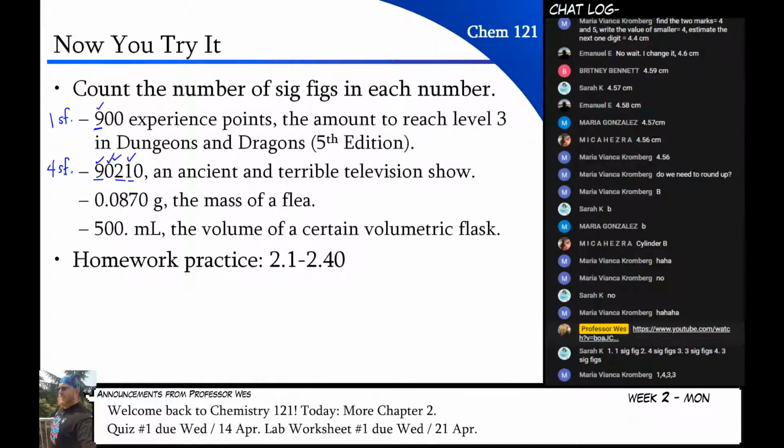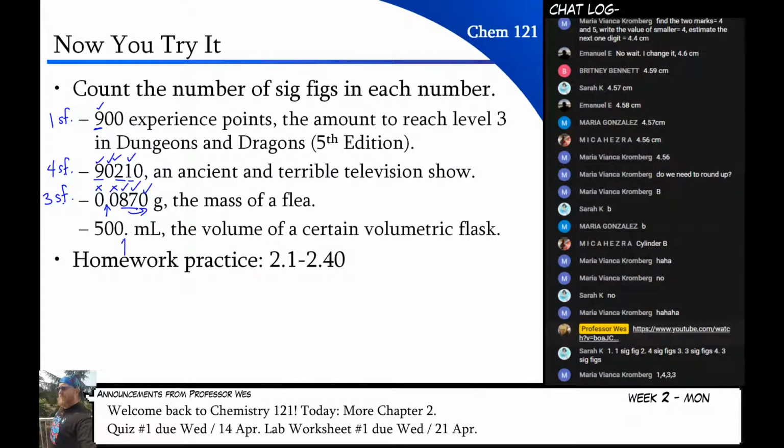For the mass of a flea here, we got the decimal rule, so we got to do this. So underline the non-zero ones, so those count. And then everything to the right counts too. Everything to the left is a placeholder. And you can see that here. If I cross this out, now the number is 870. That's way too big, right? If you had a flea that weighed 870 grams, that's like a cockroach at that point. That's just gross.